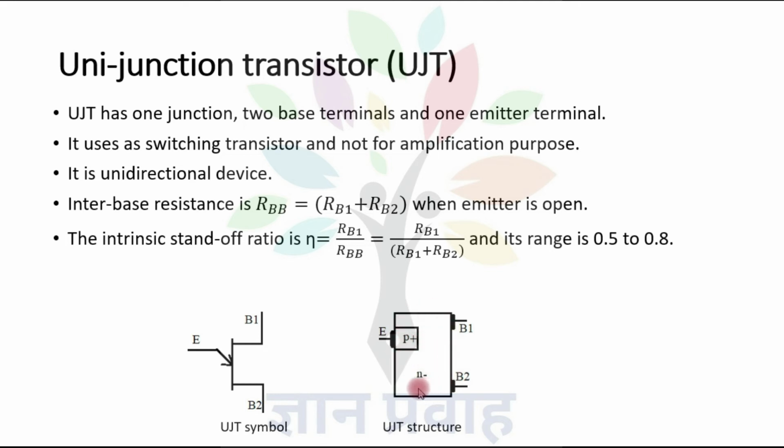One lightly doped n-type material from where we obtain two terminals, and these are base 1 and base 2 terminals. And highly doped p-type material is diffused here, and from this highly doped p-type material we obtain the third terminal, that is the emitter terminal.